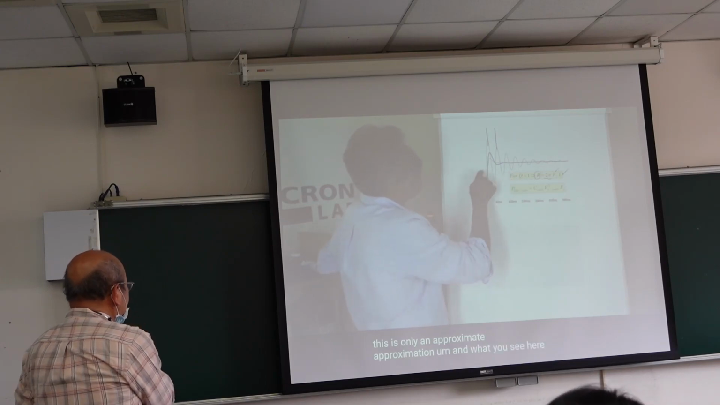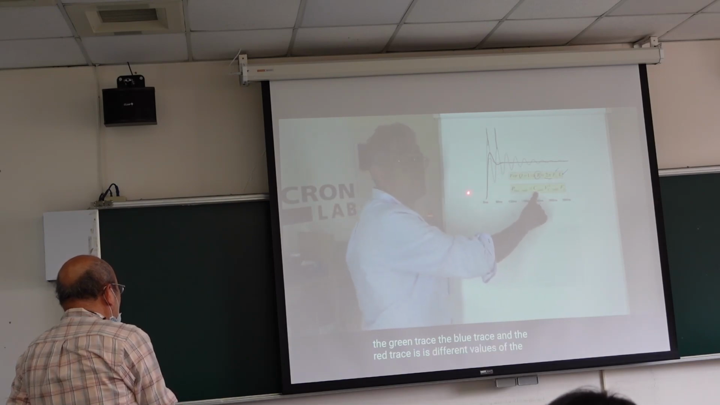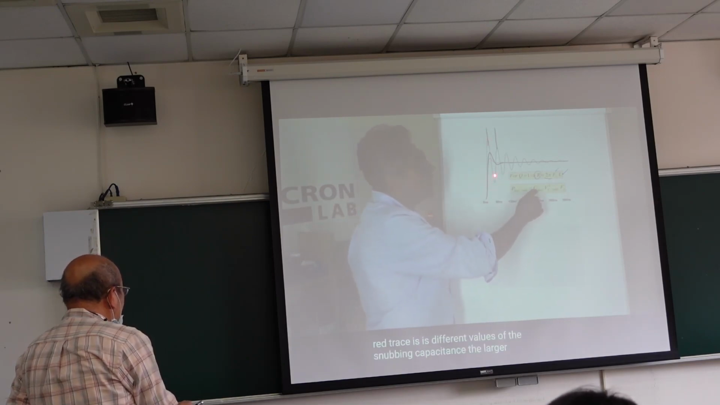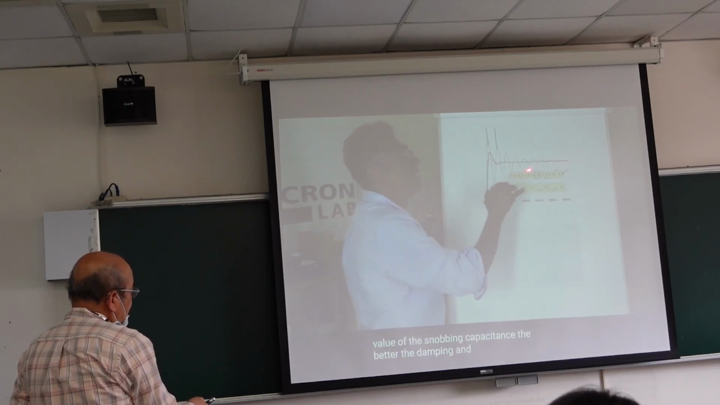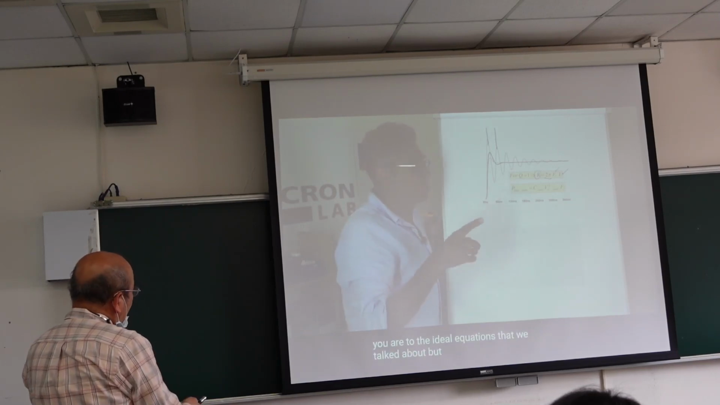And what you see here, the green trace, the blue trace, and the red trace, are different values. The larger the value you put in, the better the damping, and so the more it can reduce the ringing and also the spike.